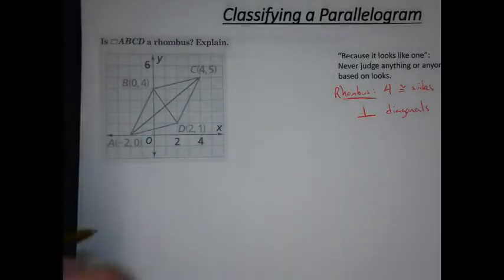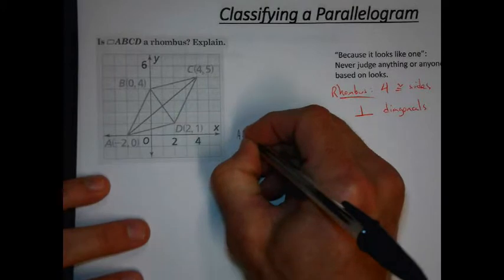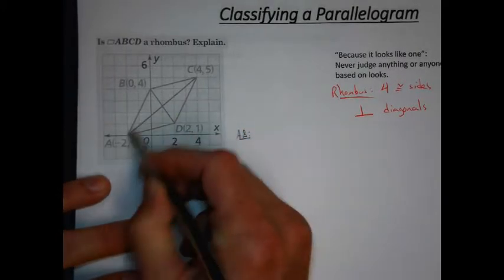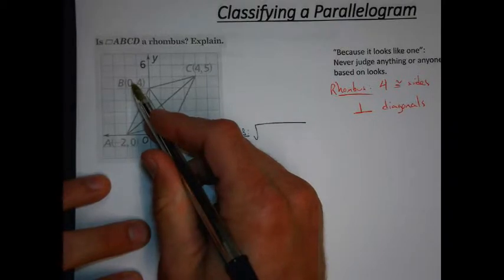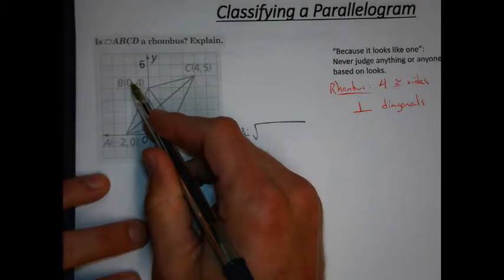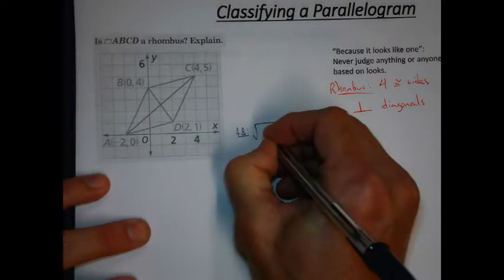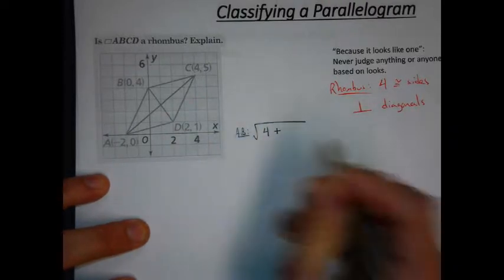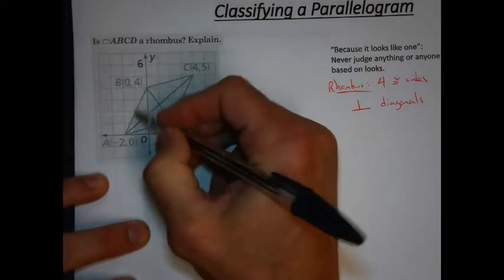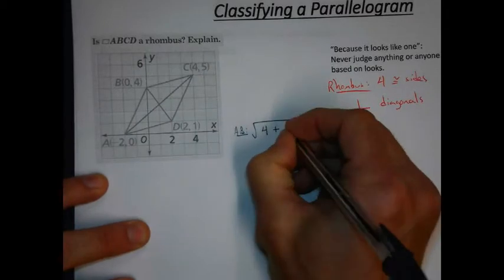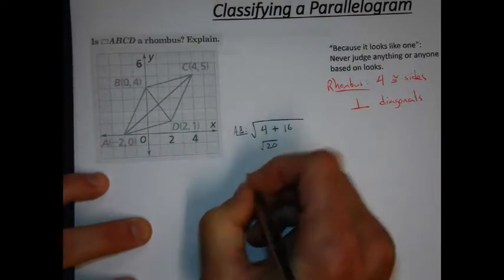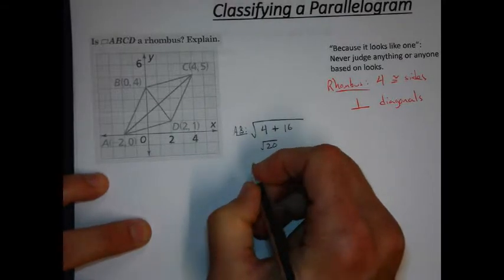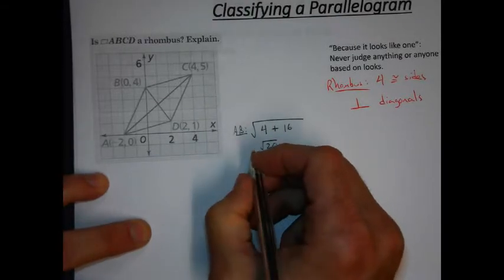Remember, I like to keep things organized. So I'm going to measure AB first. So from A to B, -2 minus 0 is -2. Square that is 4. Positive, right? And then my y-coordinates, 0 minus 4 is 4. 4 squared is 16. So from A to B is the square root of 20, which is, by the way, 2 root 5. But that's not the point. How about from B to C?